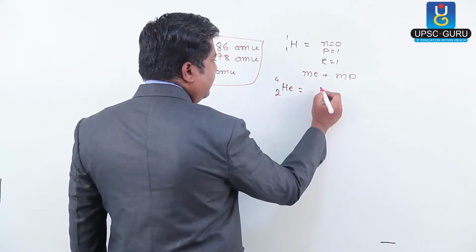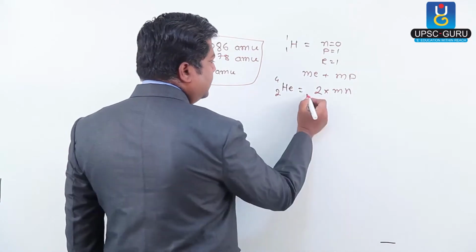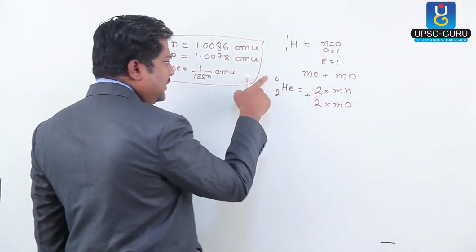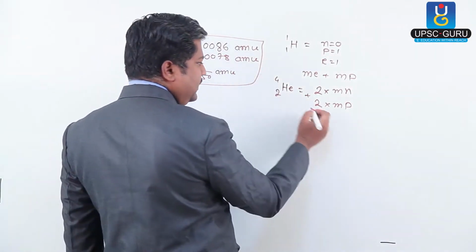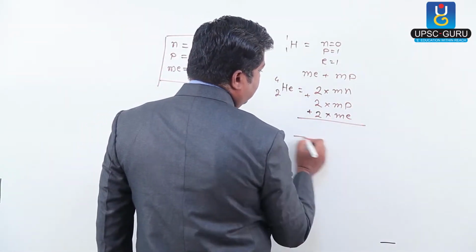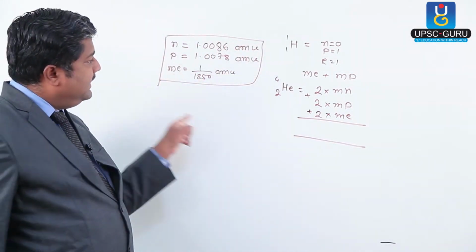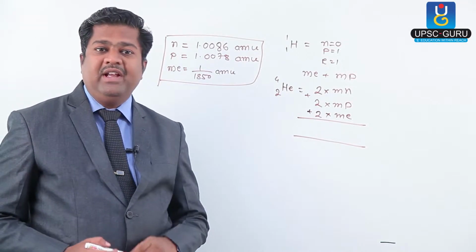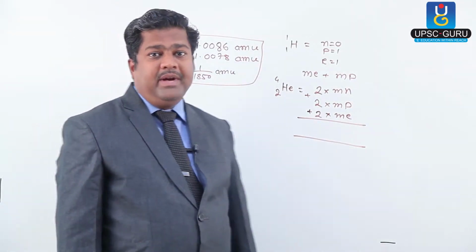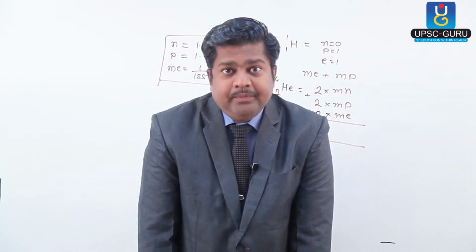So what do I have to do? 2 into mass of neutron plus 2 into mass of proton, because the number of neutrons is 2 and the number of protons is 2, plus 2 into mass of electron, that will give me the mass of the atom. So with this data, can I calculate the mass of helium? Answer is yes. But there is another method that we can determine practically the mass of an atom.